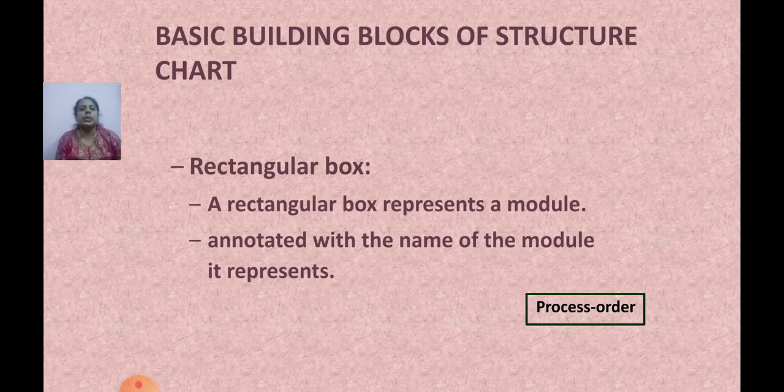So these are the basic building blocks of a structure chart, that is, the symbols used for the structure chart. The first symbol is a rectangular box. A rectangular box represents a module, annotated with the name of the module it represents. So the rectangular box represents a module and within it we write the module name.